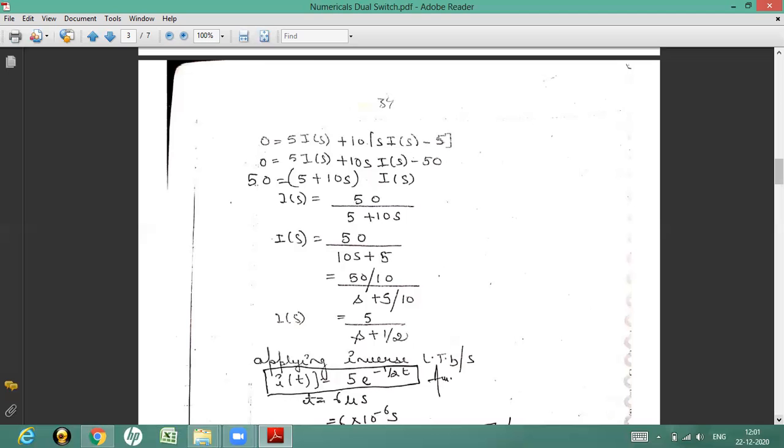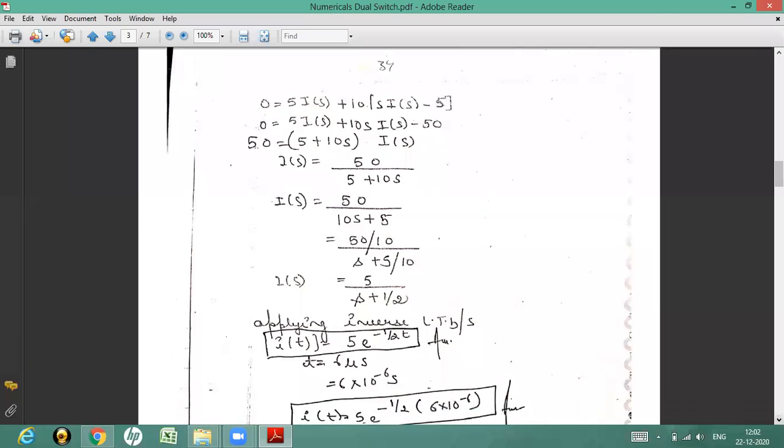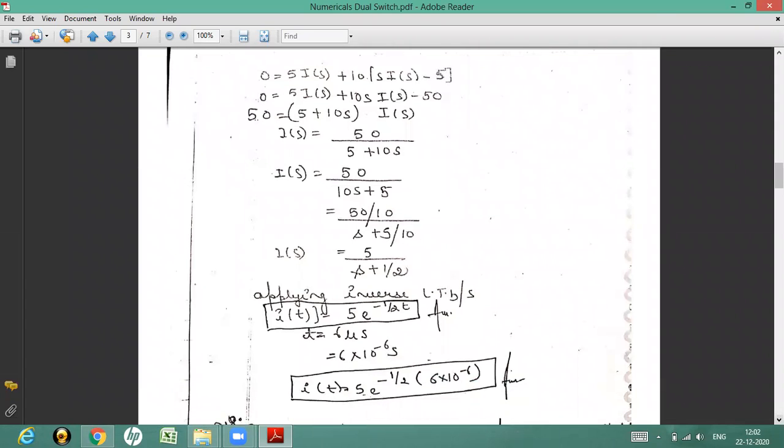Now, in the second part, you also had to calculate the value of the instantaneous current, and the time given to you is 6 microseconds. Micro means 10 raised to power minus 6. So I can simply substitute the value of t as 6 into 10 to the power minus 6. When I substitute this value, you get the equation 5 e raised to power minus 1 by 2 into 6 into 10 to the power minus 6. Either you can solve it, or you can leave it like that.